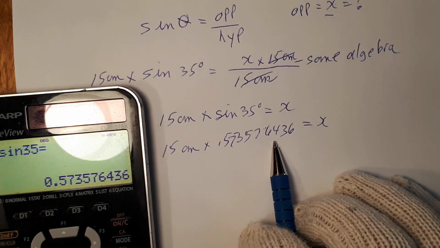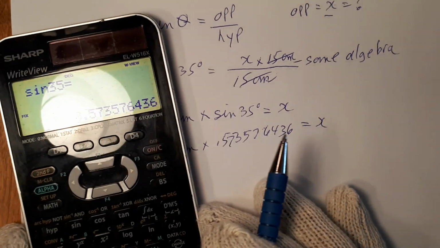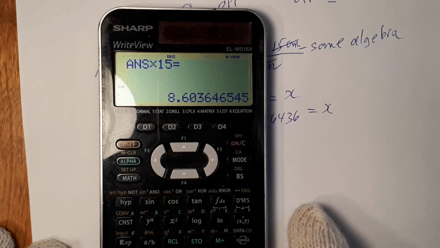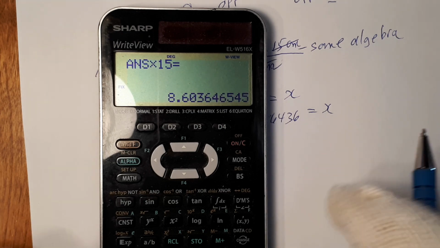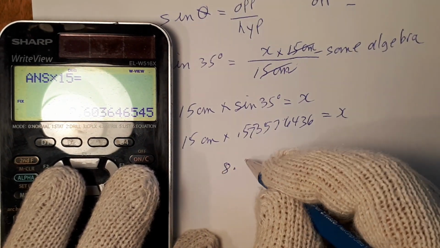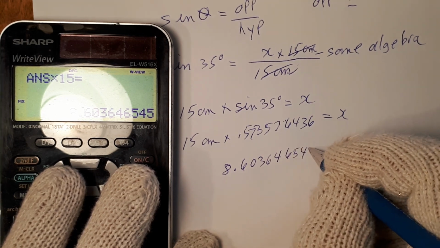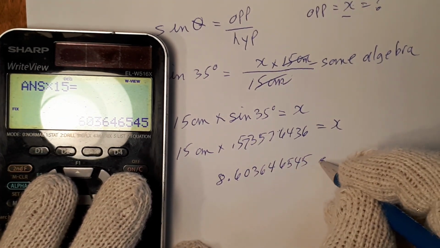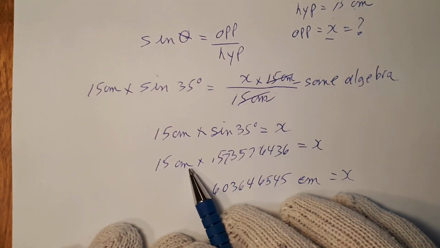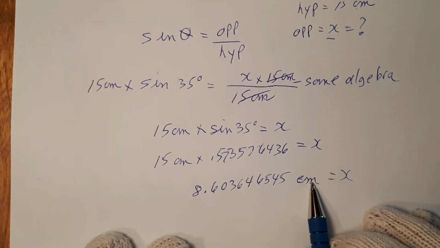Completing the multiplication on the left-hand side, we already have the value for sine 35. I'll simply multiply this by 15. And there's my final answer for x. I'll write it down here: 8.6036464 is equal to x. It has units because the units left over from the above equation are centimeters. This one here is the dimensionless number, and we have centimeters is equal to x.